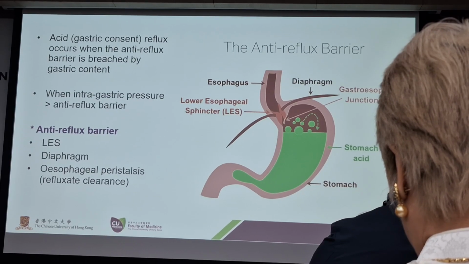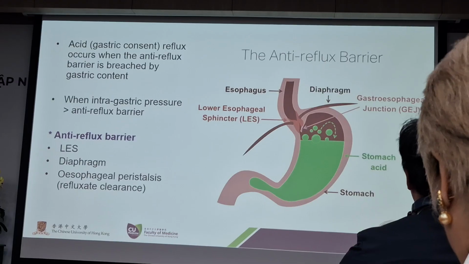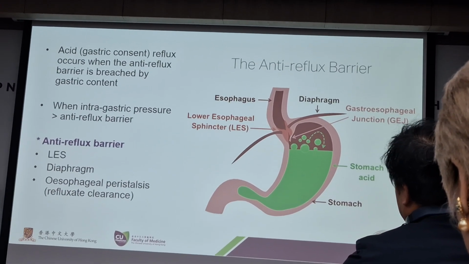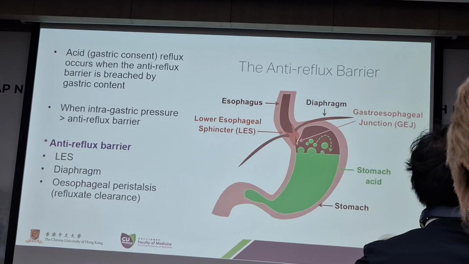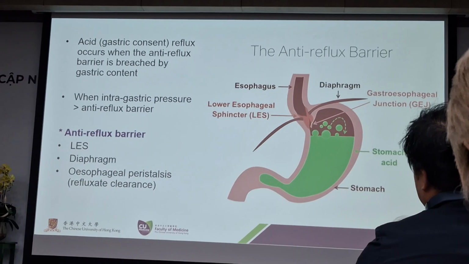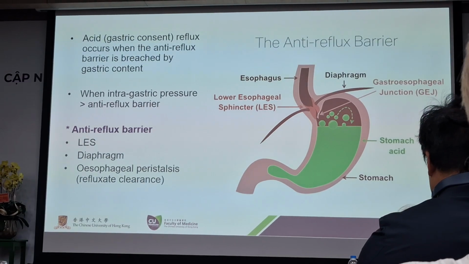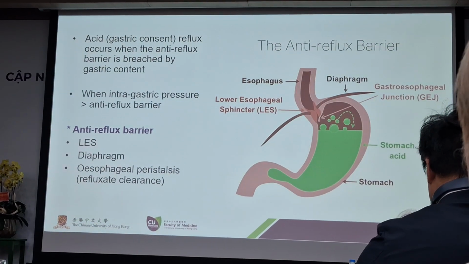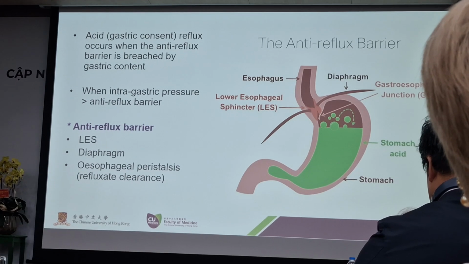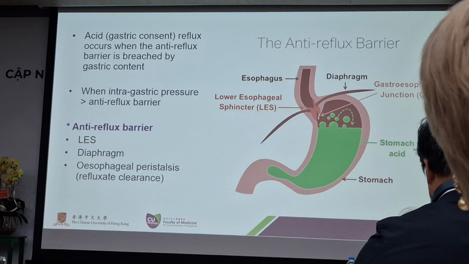Also, a very important and sometimes overlooked component of the anti-reflux barrier is esophageal peristalsis itself, because inevitably something might go up into the esophagus, and it's very important that the esophagus has a built-in mechanism to push the content back down to the stomach, so that the exposure time of the acidic content in the esophagus is minimal. It's actually a very important part of the anti-reflux barrier as well.